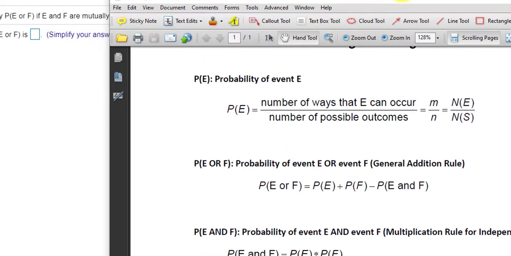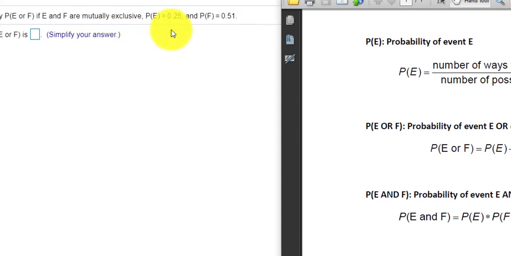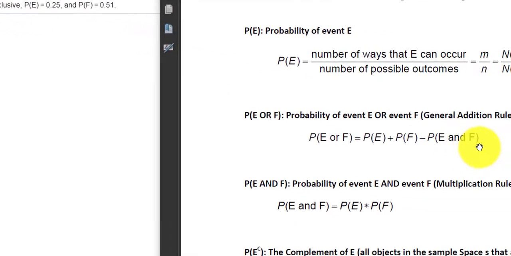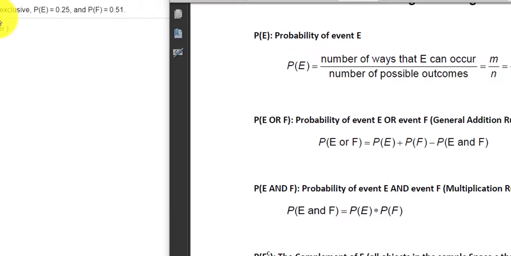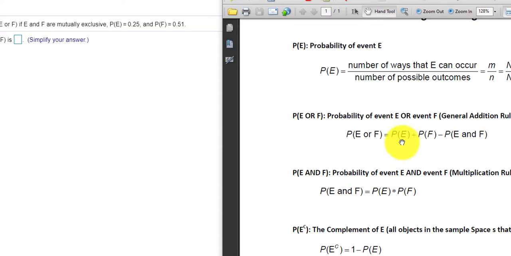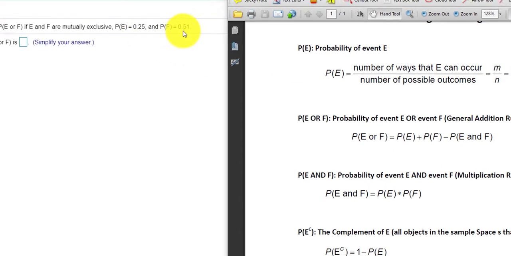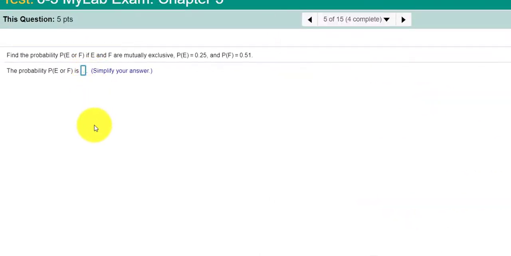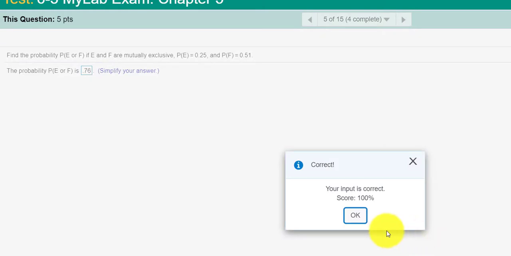Now remember, we said that these are mutually exclusive, meaning P of E and F would be 0, right? When you have mutually exclusive, this value would be 0. So really, we just have to add E plus F. So in this case, 0.25 plus 0.51 is 0.76. Check answer, 100% correct.